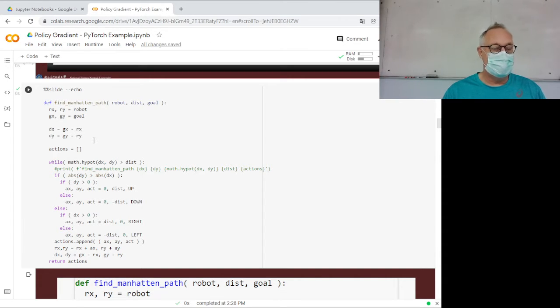Now, if there's no obstacle in my domain, then it's pretty simple. So we get the current location of the robot and the location of our goal, and then we look at the difference in X and the difference in Y for those two. And distance is the distance that I want to move with every command.